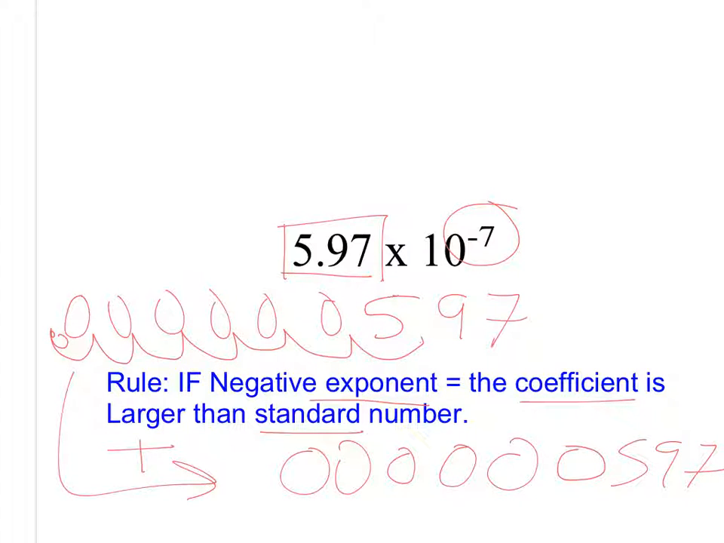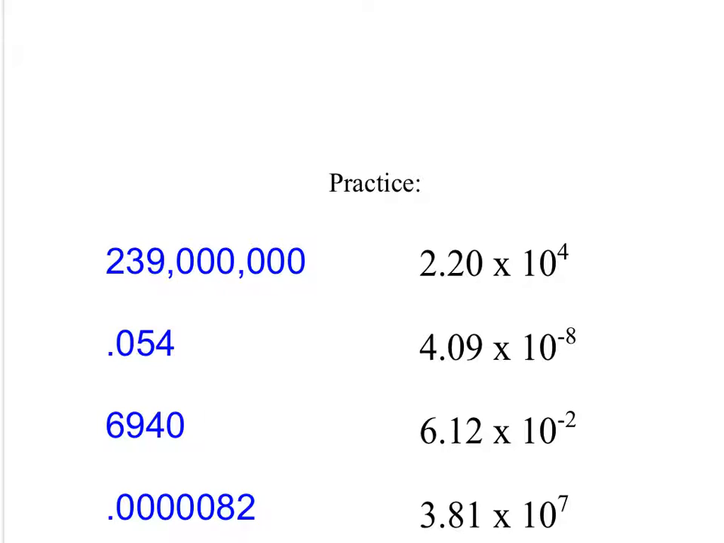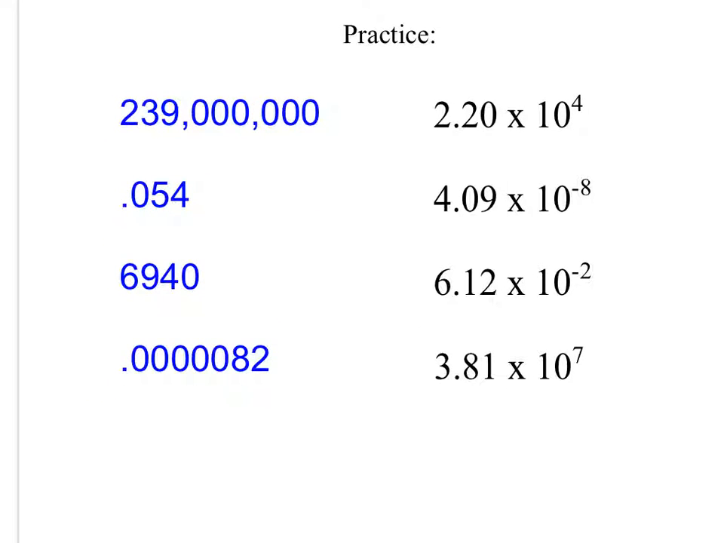0.00000597. All right. So those are your rules for converting to scientific notation from standard numbers and then from scientific notation to standard numbers. Let's look at some examples. All right, so here we go. We have some practice questions here. We can talk about each of them.